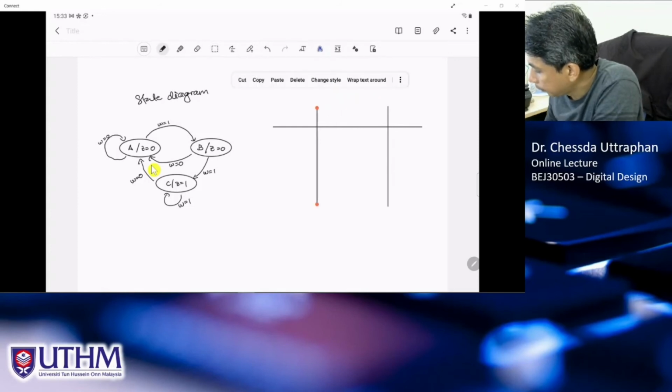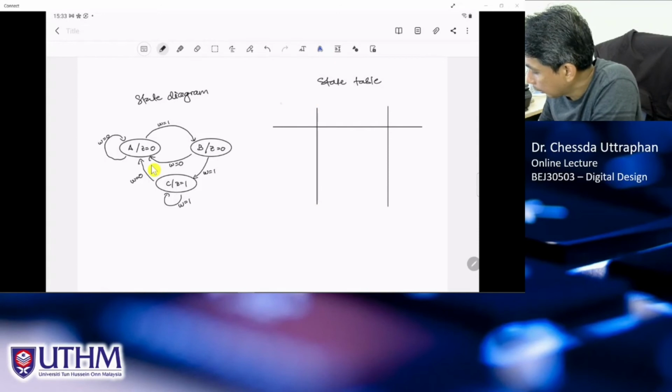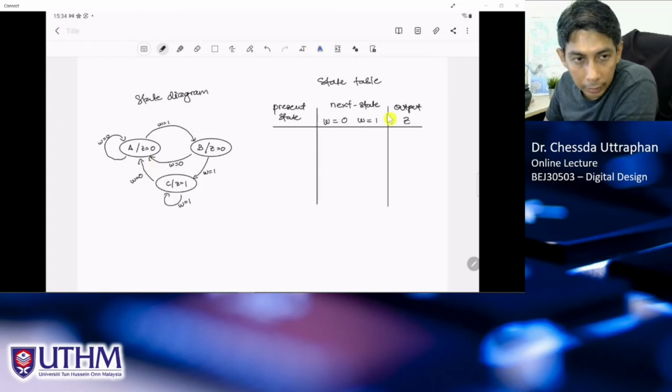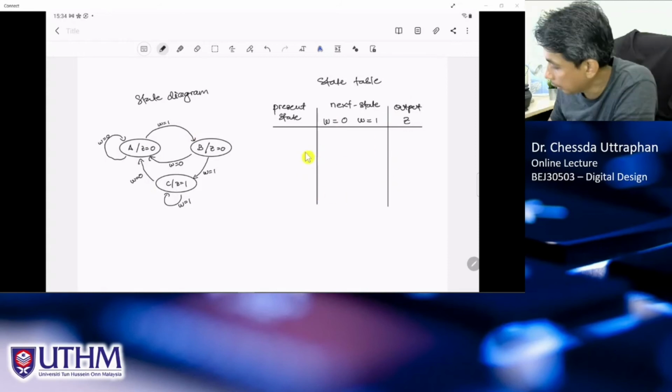Here we have this column, we call it the present state. This is the next state. This one is the output, and the output is actually Z. For the next state, we will have two conditions: if W equals 0, what is the next state? And if W equals 1, what is the next state? So we need to extract the information from this state diagram in order to fill in the state table here.